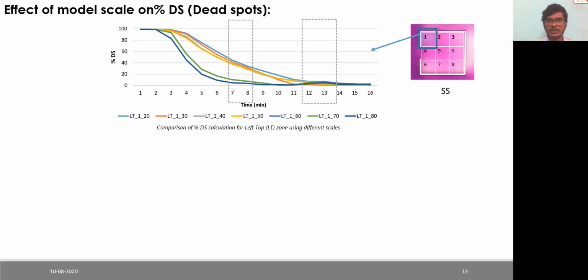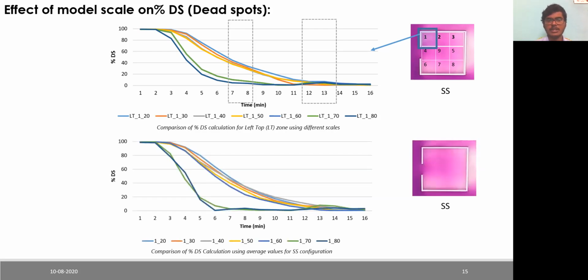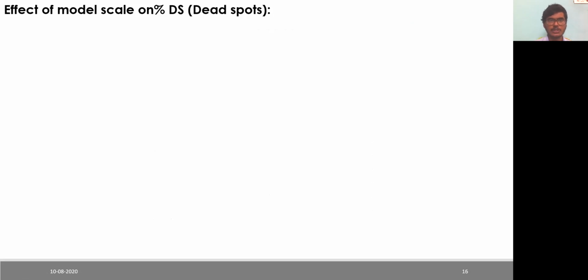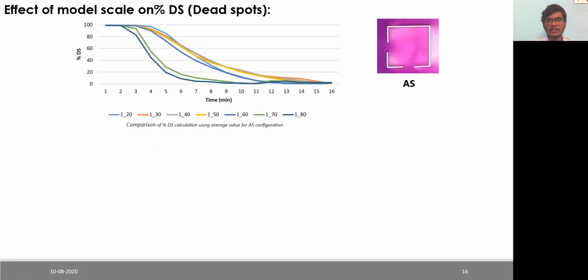stable in the experiment. So later, an average concentration of the room has been used to see the effect of dead spots. It is observed that for the scales 1:20 to 1:60, the average difference between them is 1.4%, whereas the scales 1:70 and 1:80 show the difference of 13% and 17% respectively. So this method has been carried out for the other 2 configurations, and here you can see the differences in the average values of these scales.